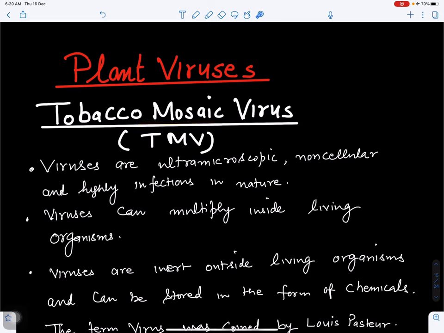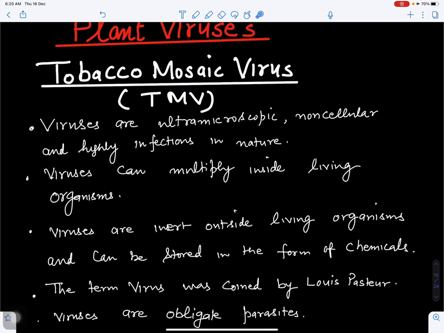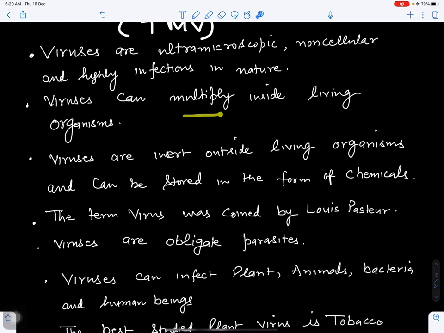Now, if we see viruses, they are very small in size, so they are ultramicroscopic in nature. They don't have any cellular organization, so they are non-cellular in nature. They are highly infectious in nature. They cause so many diseases in plants, animals, and human beings. Viruses can only multiply when they come in contact with living organisms, and they can also be stored outside the living organism in the form of chemicals. So they are inert outside the living organism.